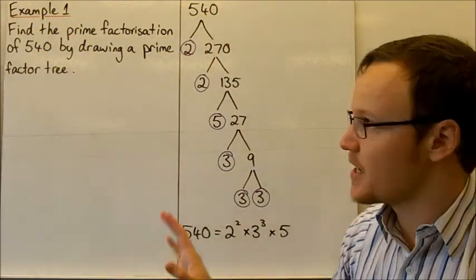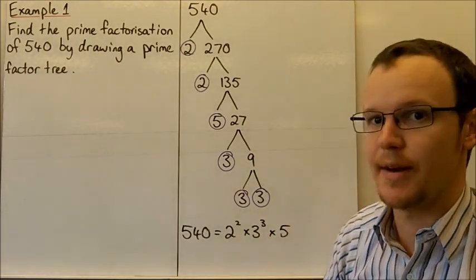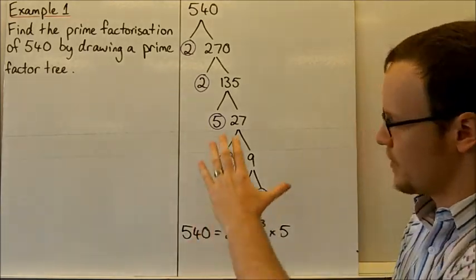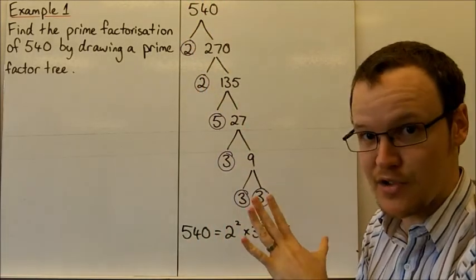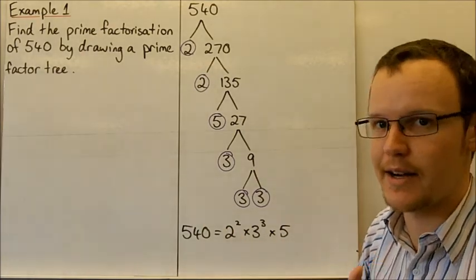Let's have a look at a first example of just creating a prime factorisation for 540, a much larger number. So we'll see how we can go with a prime factor tree. And you can see this prime factor tree is much larger than the smaller ones we've been looking at before. It shows you just how easy it is.